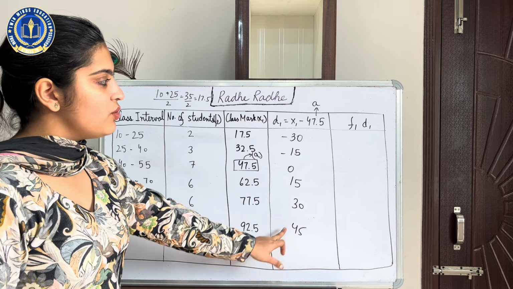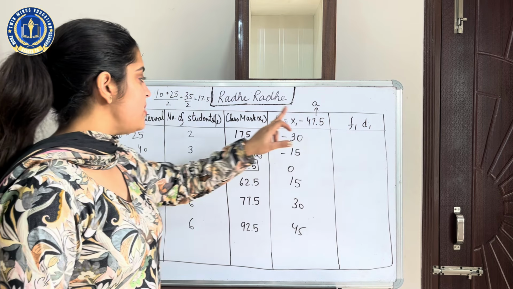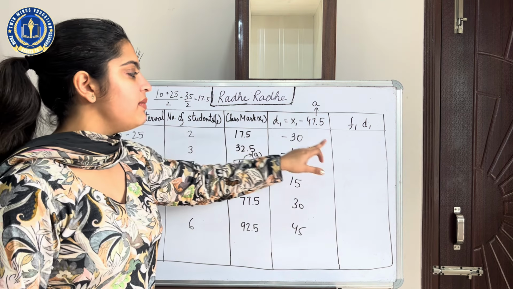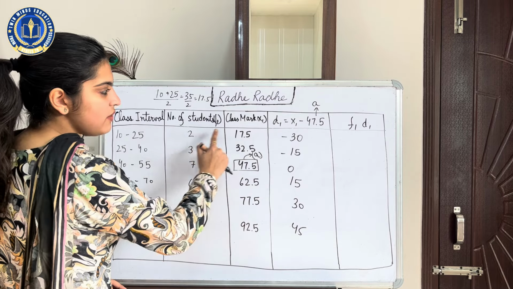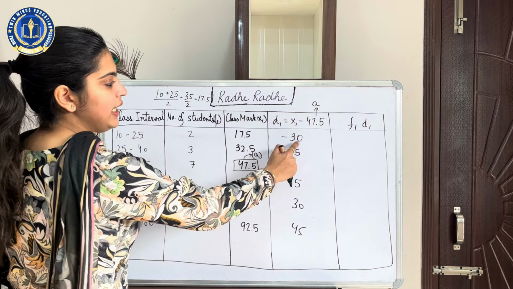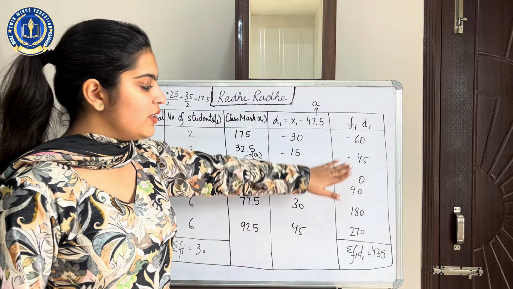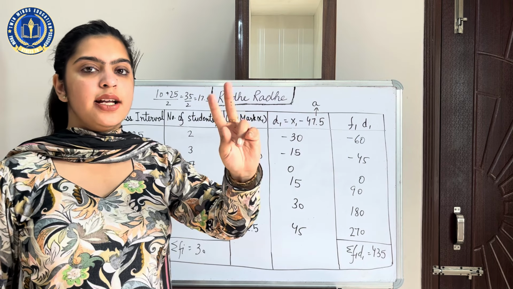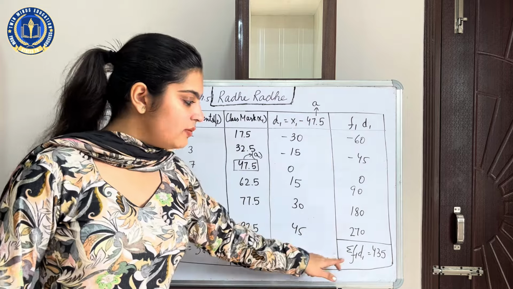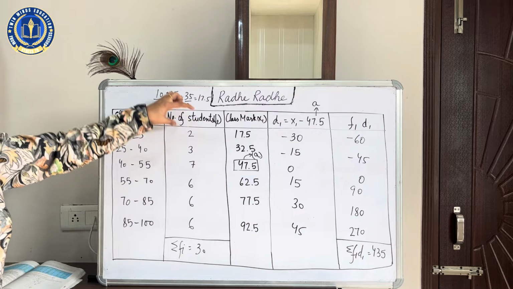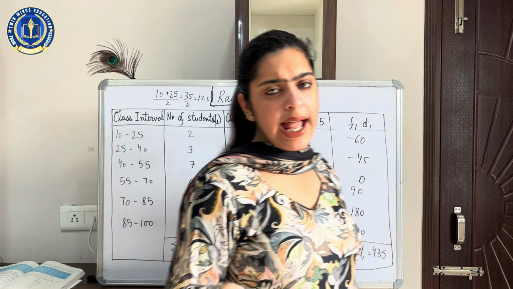Now coming to the next and the last column, what is it? fi. fi means the frequency, di means this column. That means we have to multiply our frequency with di, which means 2 into minus 30, minus 60. So I have written all the values for you. Two things are required for the final answer: the total of this column, that is 435, and the total of this column, that is 30. You can do the calculation in your rough column. I have done it for you.